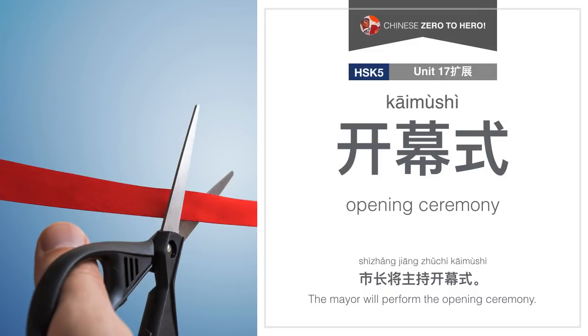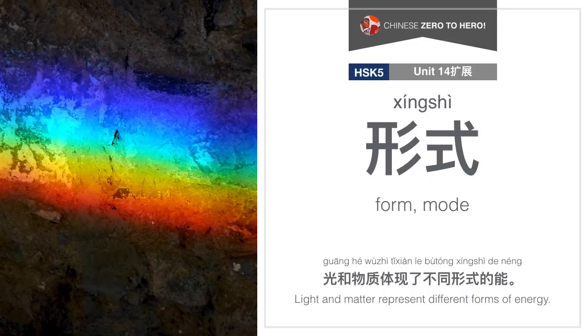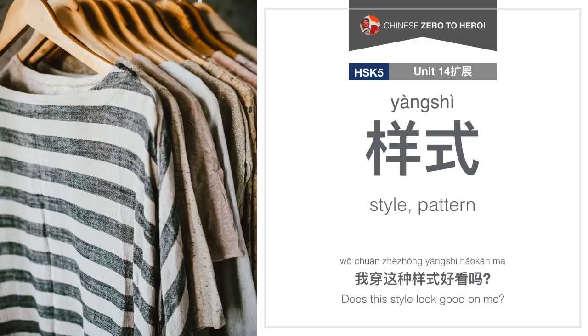In HSK 5, we also learn the word 开幕式, meaning opening ceremony. 市长主持开幕式。The mayor will perform the opening ceremony. In HSK 5, we also learn the word 形式, meaning form or mode. 光和物质体现了不同形式的能。Light and matter represent different forms of energy. In HSK 5, we also learn the word 样式, meaning style or pattern. 我穿这种样式好看吗？Does this style look good on me?